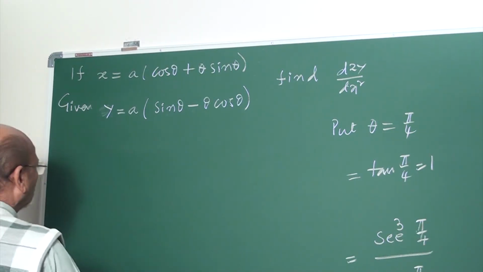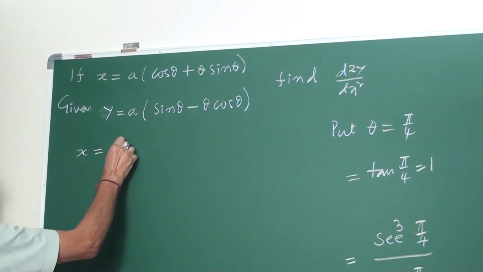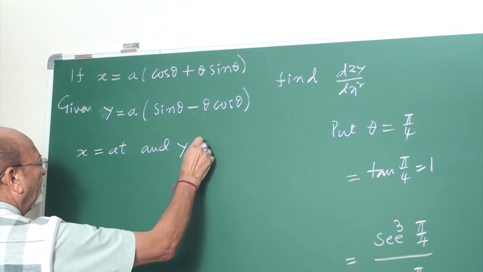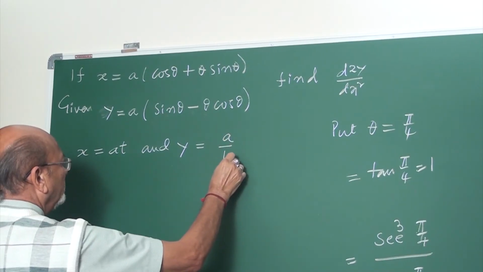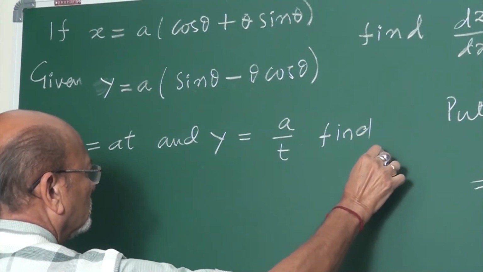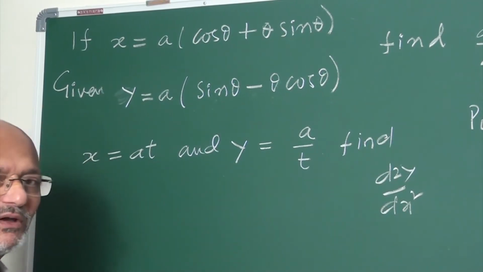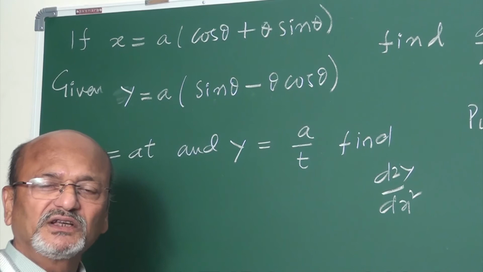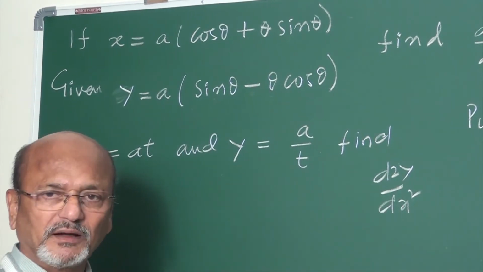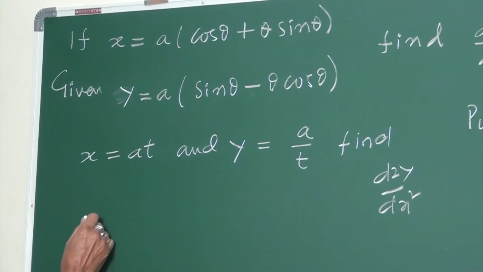Yes, my friend. Another is the first one. If x equal to at^2 and y equal to a by t, find d2y by dx2. Sometimes, my friends, the examiners may ask such simple examples instead of these very lengthy examples. Yes, my friend, it is also done.